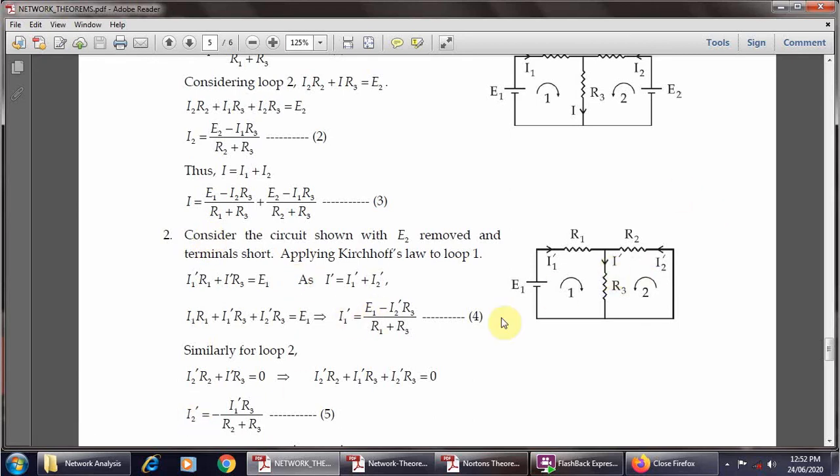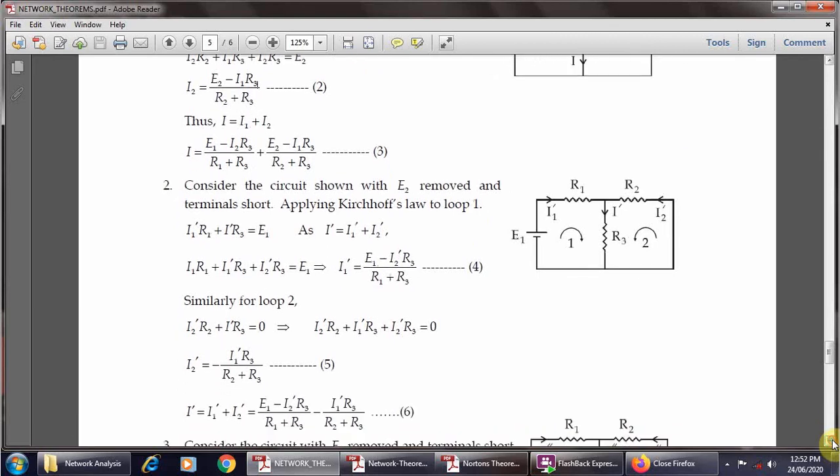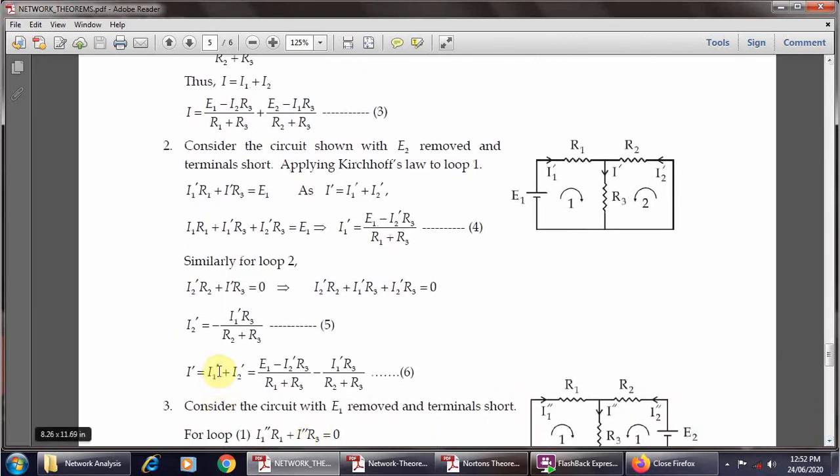I dash, which we have calculated, is I1 dash plus I2 dash. From this equation we substitute the values of I1 dash and I2 dash. Therefore I dash is equal to E1 minus I2 dash R3 upon R1 plus R3, minus I1 dash R3 upon R2 plus R3. This is equation number 6.